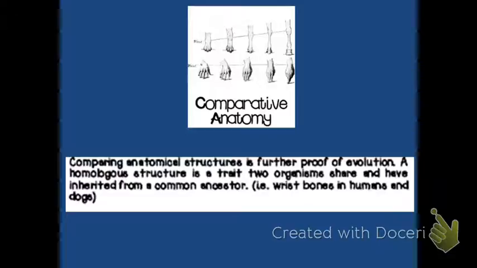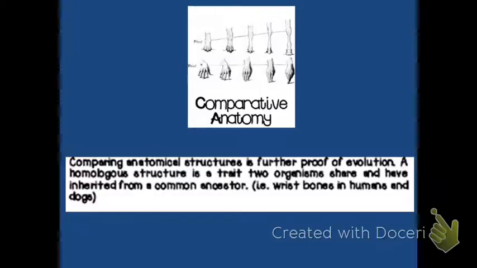All right, lastly, we're going to talk about comparative anatomy. This is when we just look at the anatomical structures of different organisms. And so we have two different types of structures, homologous structures and analogous structures.